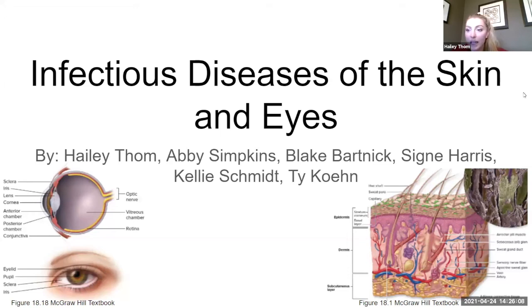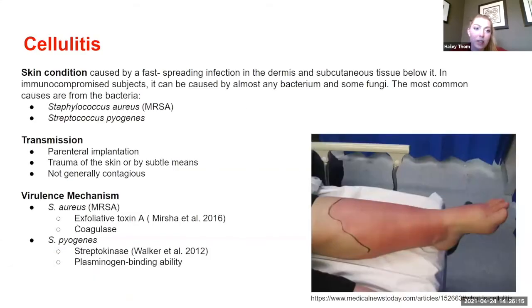Hi guys, my name is Haley and I'm going to be starting off this lecture on the infectious diseases of the skin and eyes. The first infection that we're going to be talking about is called cellulitis.